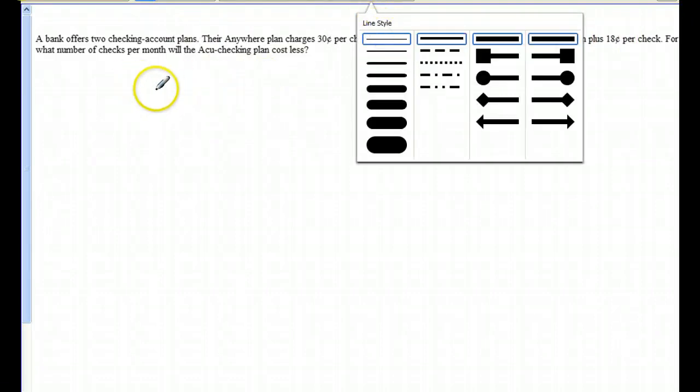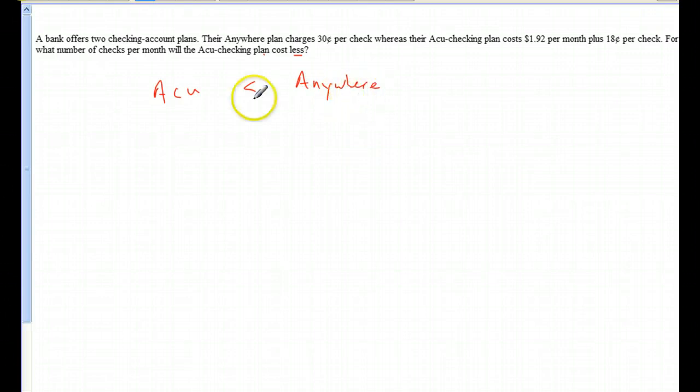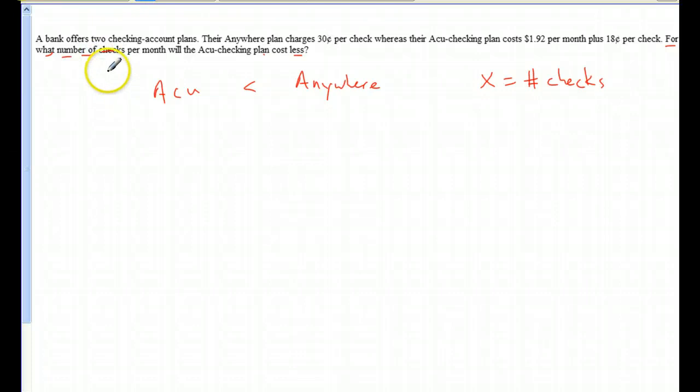So the setup here is we want the Accu plan to be less. So Accu is less than Anywhere. That's what we're looking to find. Now, x is the number of checks. Why am I letting x be the number of checks? Because look what it asks: for what number of checks? So x is the number of checks per month.